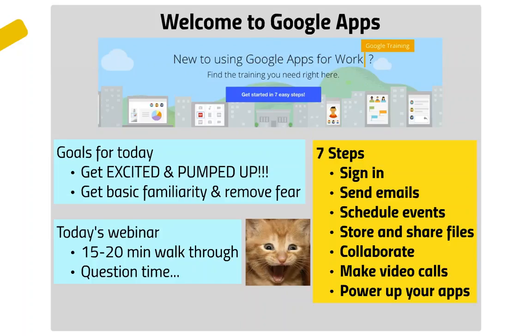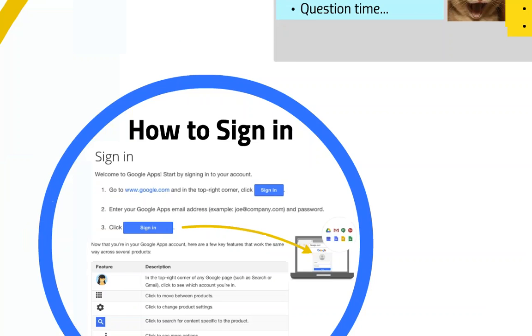Today's format is we're going to spend about 20 minutes going over some of the basics, and then afterwards we'll have time for questions. And of course, Jones IT, we're always available for questions, and you know how to reach us. So the first 7 steps in getting familiar are understanding how to sign in, sending emails, scheduling events, storing and sharing files, collaborating, making video calls, and last but not least, we're going to show you how to get the most out of Google Apps by powering up your applications.